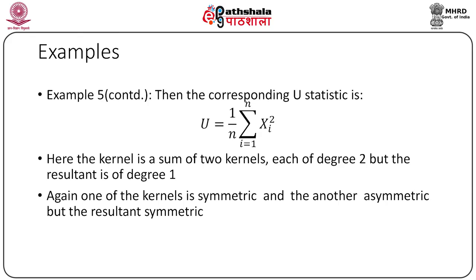But here I have some comments to share. We observe that we have two kernels of degree 2, but their sum is of degree 1. Thus, the degree of the sum of two kernels can be strictly less than 2. Again, one of the kernels is symmetric and the other asymmetric, but the resultant is symmetric. In particular, the sum of two symmetric kernels is always symmetric.